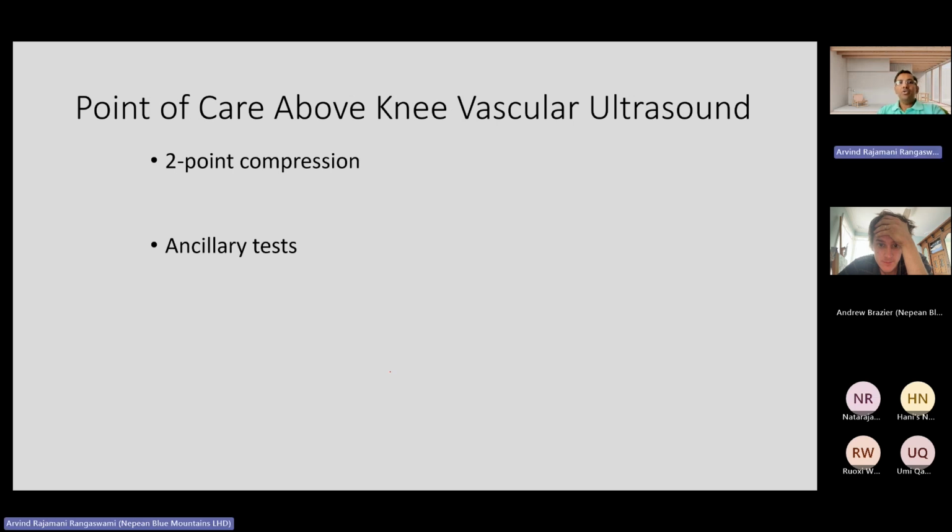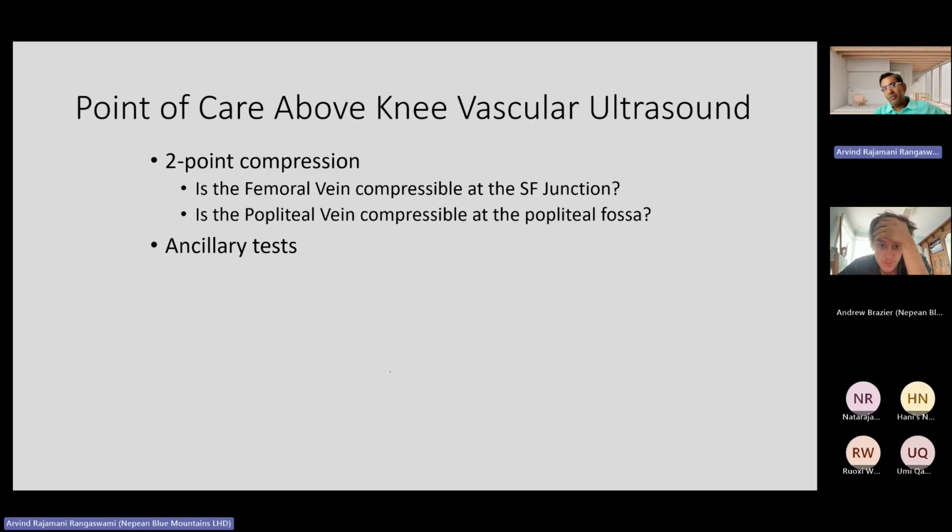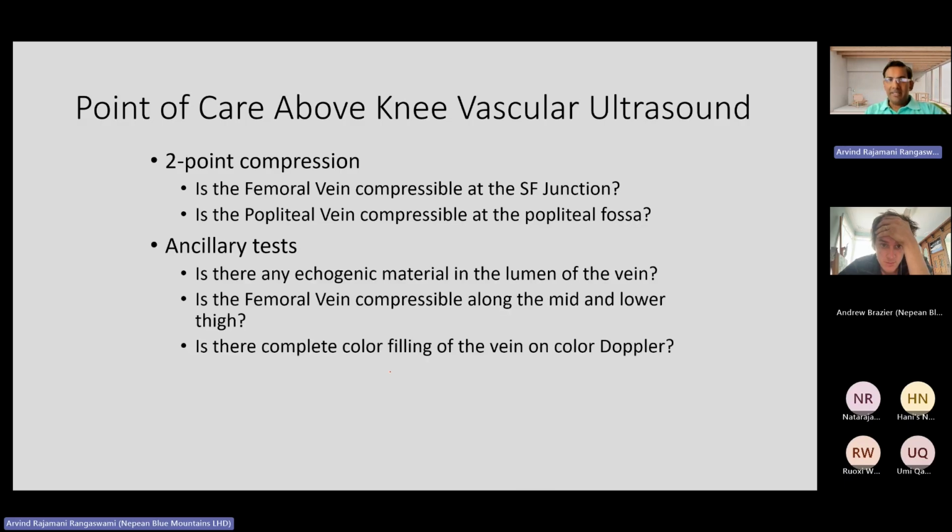So as I said, 2-point compression is what you're going to look for. You're going to look for the 2D findings of the femoral vein and the popliteal vein at the saphenofemoral junction and the popliteal fossa. You're going to look for echogenic material within the vein, and you are looking for compressibility. And then the ancillary tests are these things here.